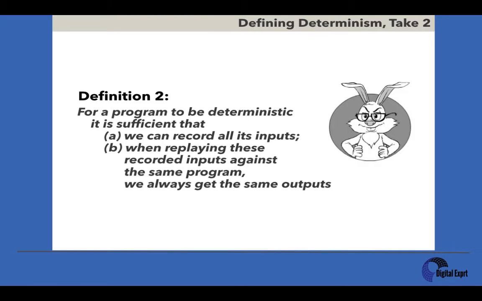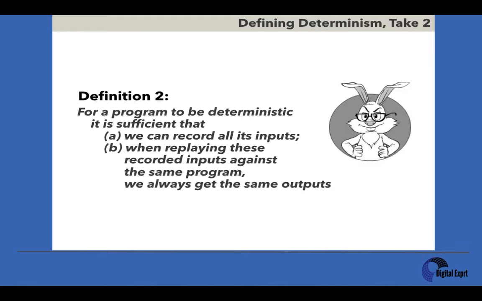What does Professor Rabbit have to say about determinism? This is now the second take. The first one was in part 3. So definition number 2 for determinism would be: if we are claiming that a program is deterministic, it must have these two characteristics.